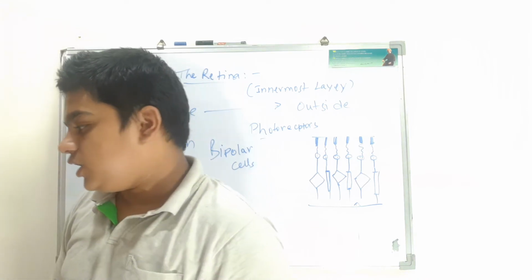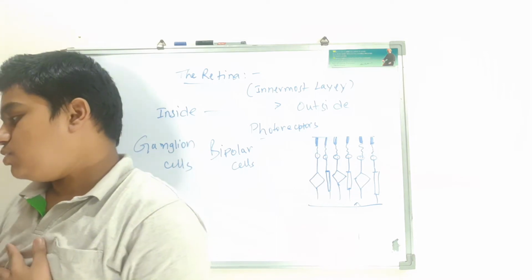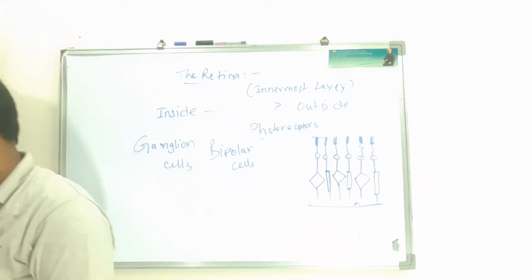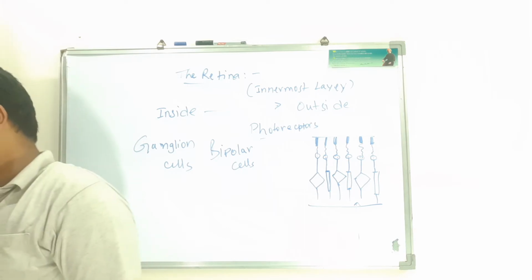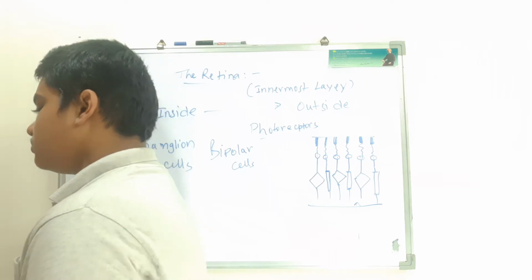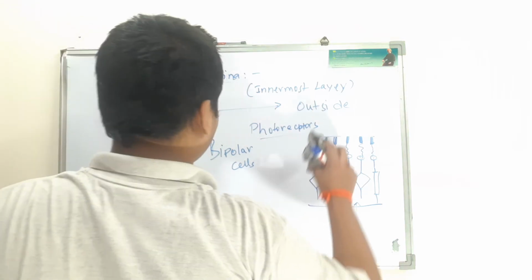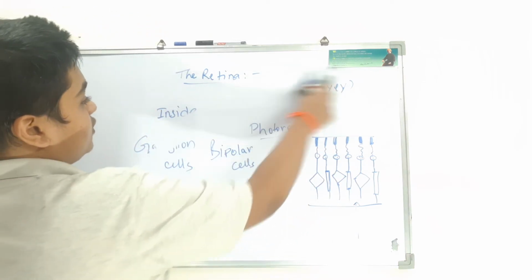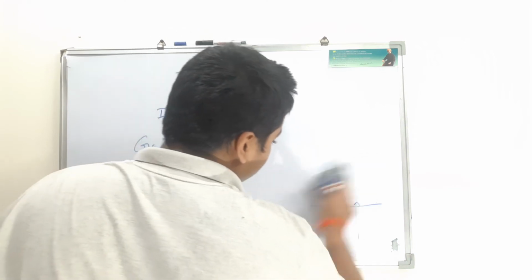Now we will be talking about the functions of rods and cones. Please make a note of this. Okay, now let's move on to the functions of rods and cones, the photoreceptors.